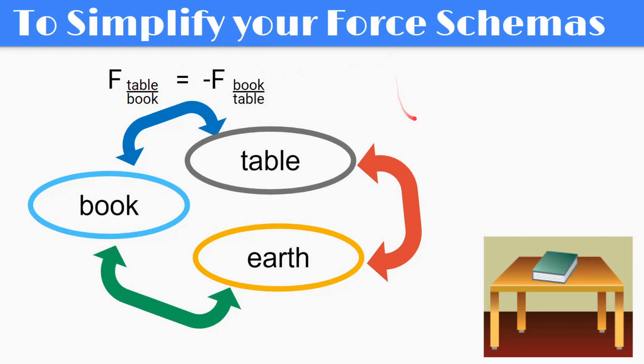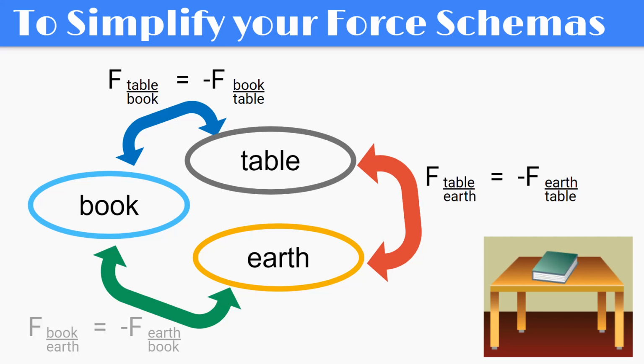I could do the same thing over here and say the force of the table pulling up on the earth is equal to the force of the earth pulling down on the table. Again, they're going to be equal in magnitude. The last one, of course, the force of the book pulling up on the earth is equal to the force of the earth pulling down on the book. So again, equal in magnitude, opposite in direction. But that is another way that you can write out your force pairs.